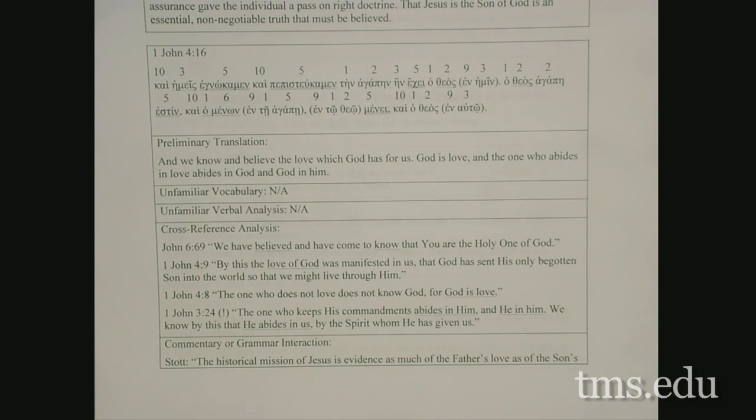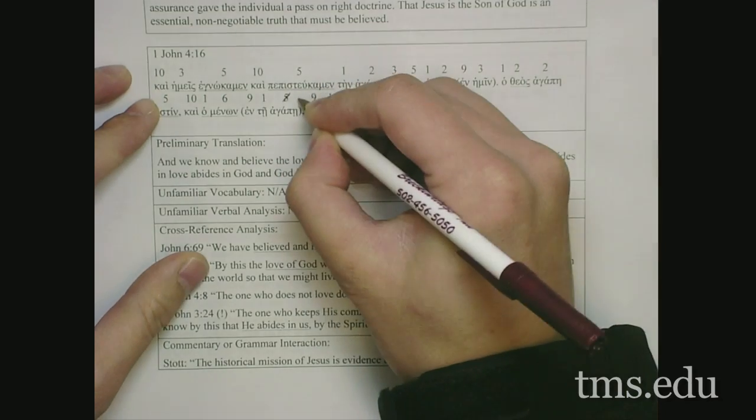1 John 4:16. The numbers are 10, 3, 5, 10, 5, 1, 2, 3, 5, 1, 2, 9, 3, 1, 2, 2, 5, 10, 1, 6, 9, 1, 5, 2. Ooh. Yeah, 2. 9, 1, 2, 5, 10, 1, 2, 9, 3. Thanks. It's in a prepositional phrase, so that's shameful. All right.